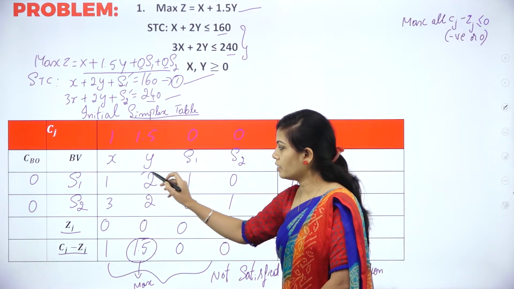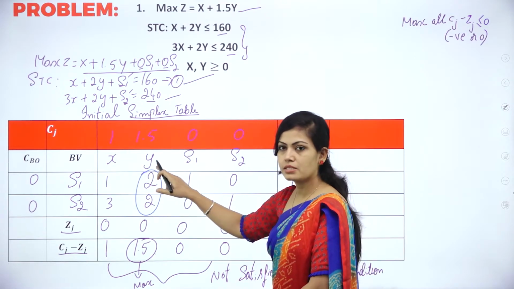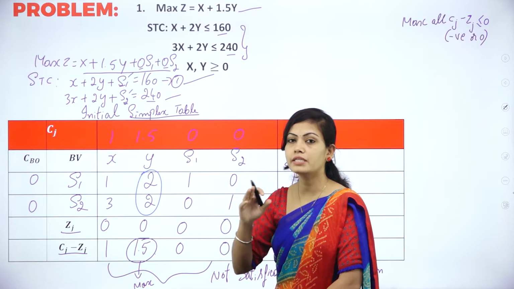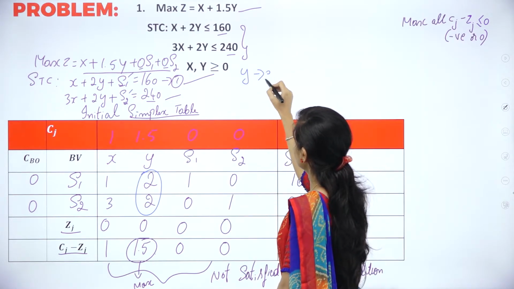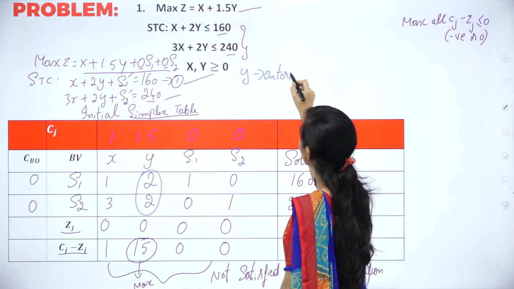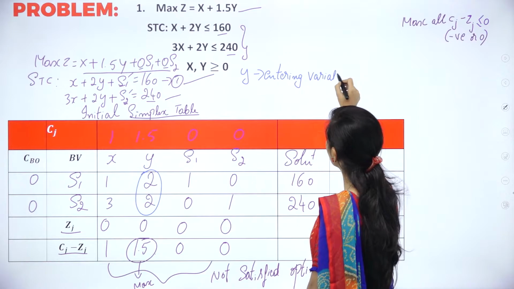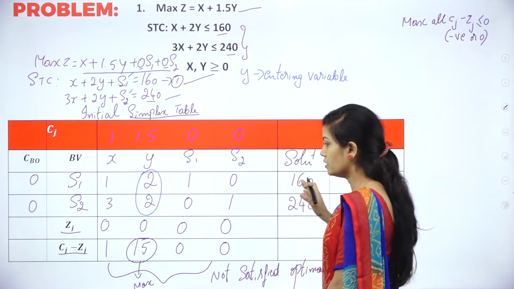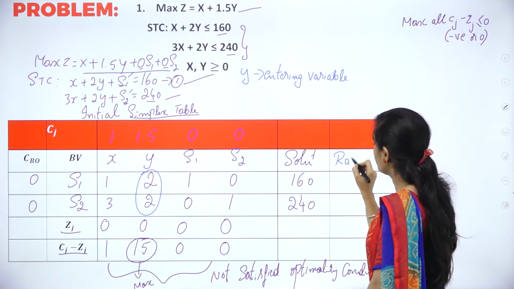Except for the Zj, you can mark this as your key column. So, Y is the key column. If it is the key column, it is called the entering variable. So, Y is the entering variable. And after finding this key column, you can find the key row also by using the ratio.